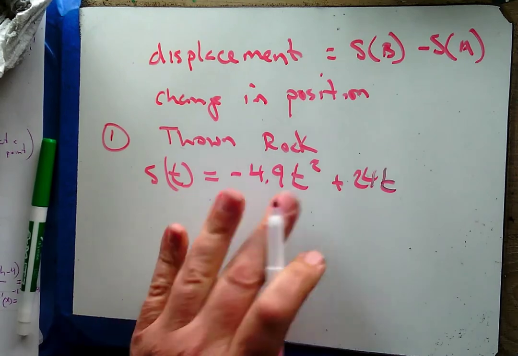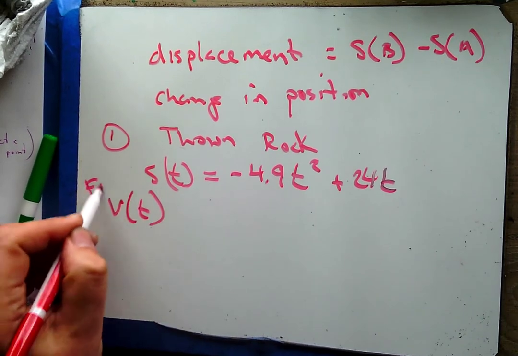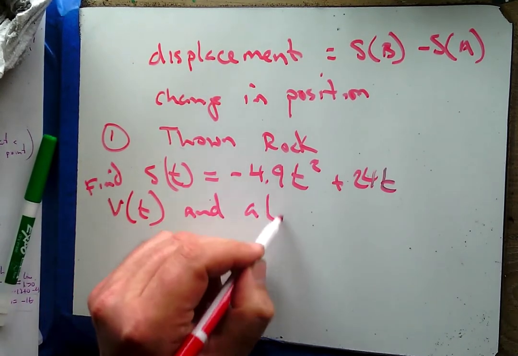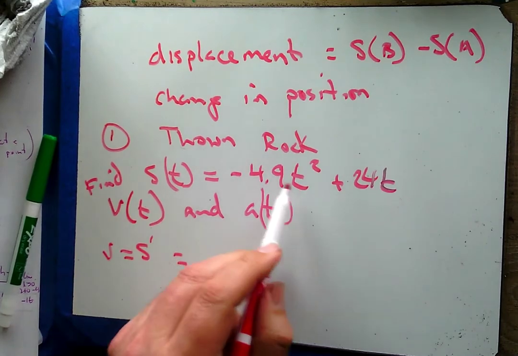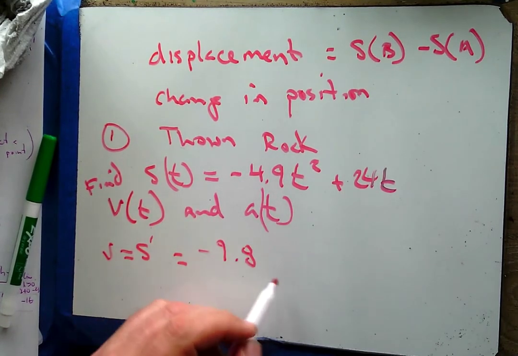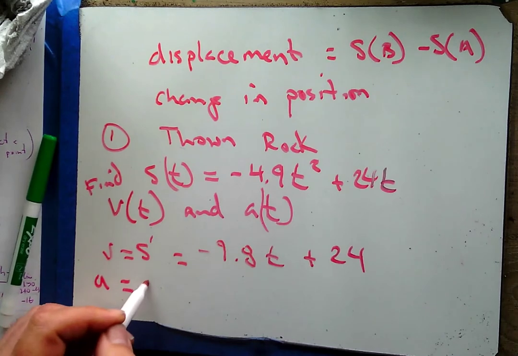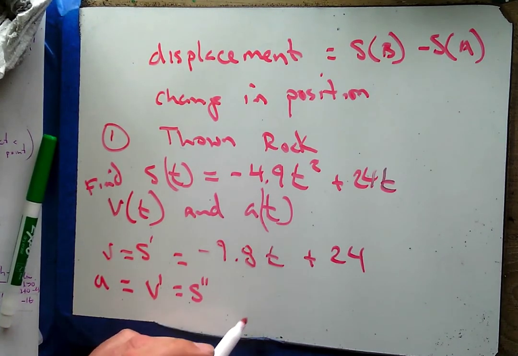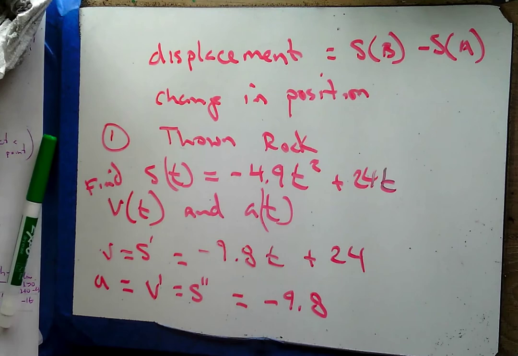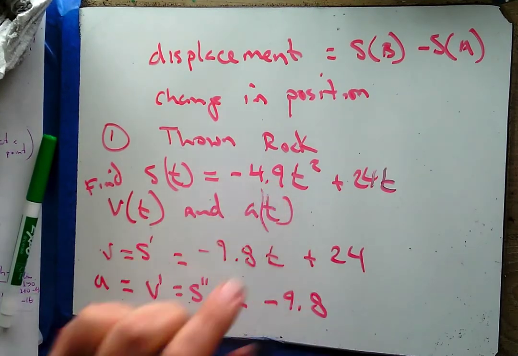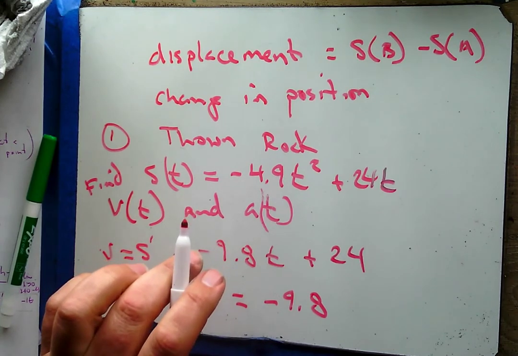Okay, there's our position as a function of time, and I'm asked to find v of t and a of t. Well, we know that v of t equals s prime. And so I'm going to take the derivative of this and have negative 9.8 t plus 24. And a of t is v prime or s double prime. So if I take the derivative of this velocity equation, I've got a of t. And notice this negative 4.9 is gravity. Is gravity on Earth in meters per second per second.